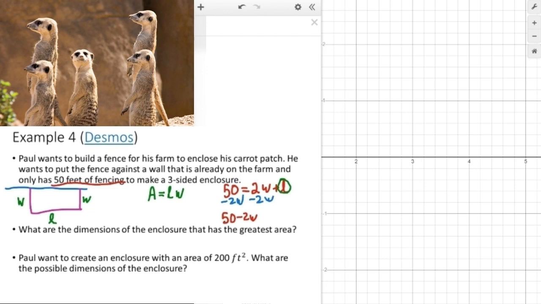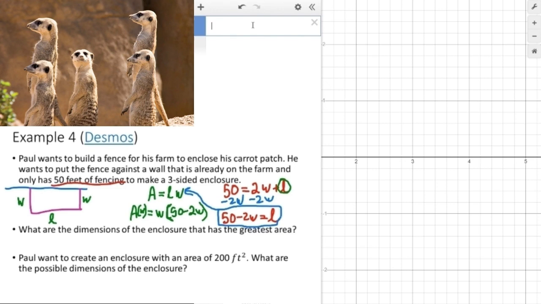Whereas if I choose to solve for W, I would have to subtract L, then divide by 2. So we get 50 minus 2W equals L. Now we're going to take the 50 minus 2W, plug it into our area equation, and we get that area equals W times 50 minus 2W. Notice how our right-hand side only has W. So we wrote our area as a function of W. So we can say A of W equals W times 50 minus 2W. Now, what are the dimensions of the enclosure that has the greatest area?